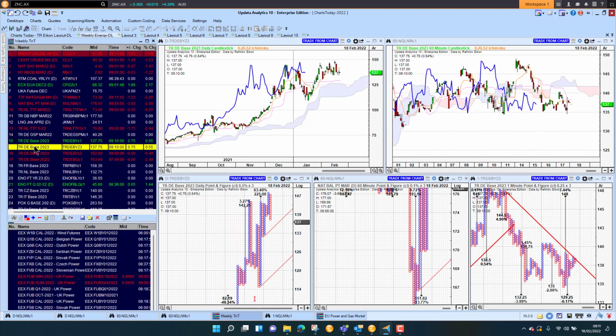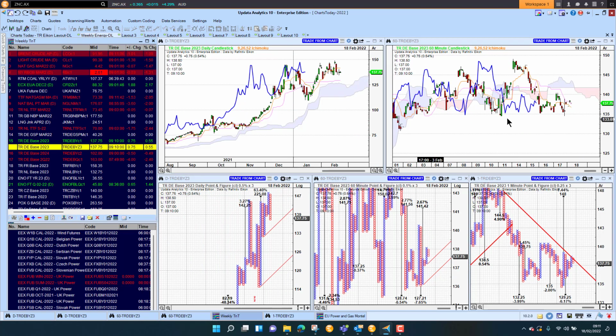German power is up, but this 135 level is really critical, and we do have very strong support there, but we are below the cloud. Does look like it will break. We've got downside targets, and again, we were bearish there this morning because we are below the cloud.